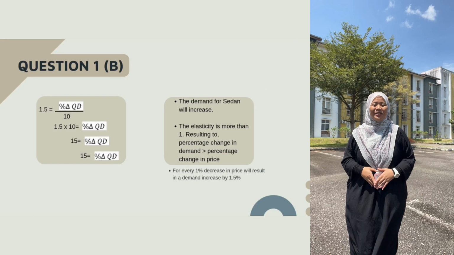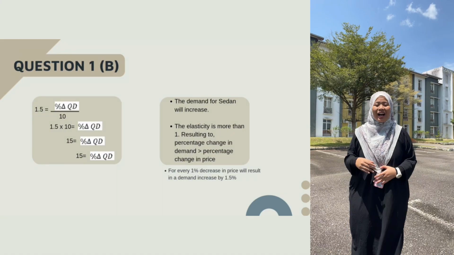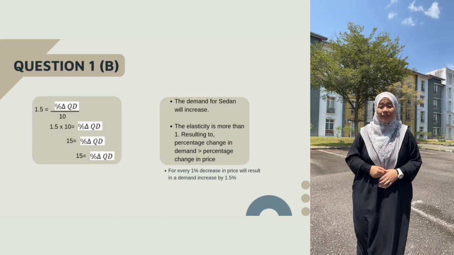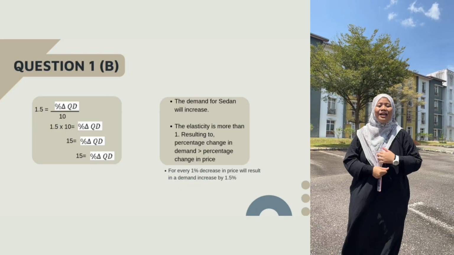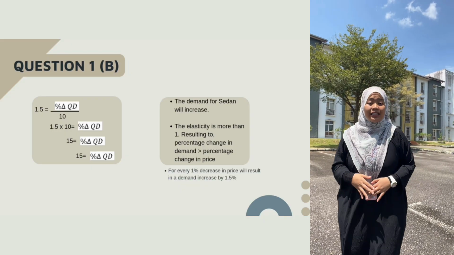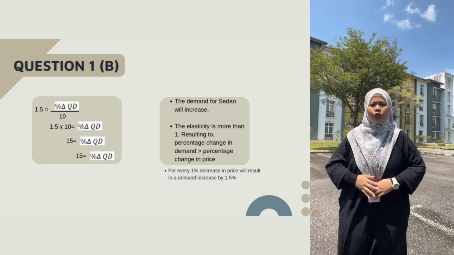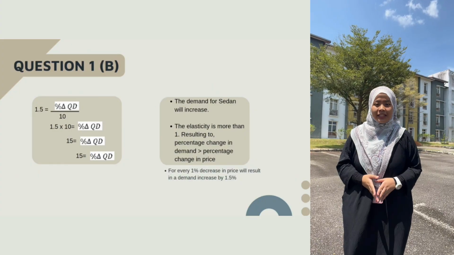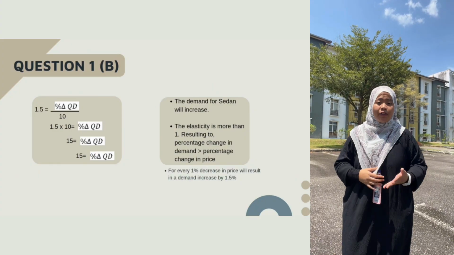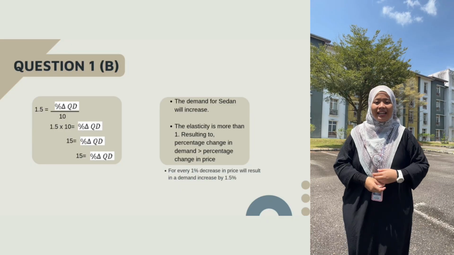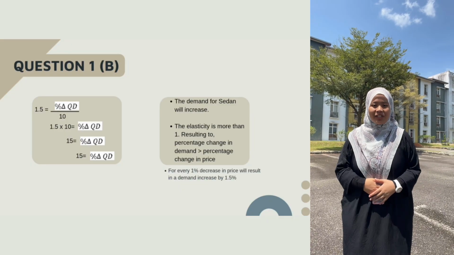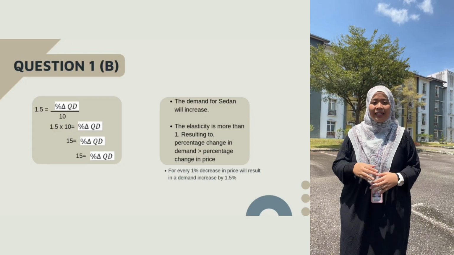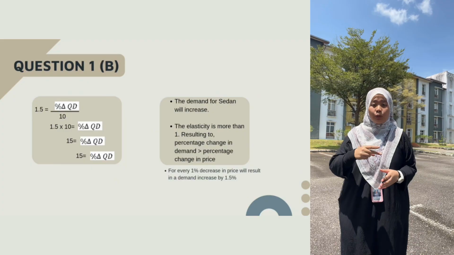Now let's move on to question B. Question B asks how a 10% price reduction will impact the demand for the sedan considering the PED of 1.5. My answer is, it is given that the PED is 1.5. Using the formula, 1.5 is equal to the percentage change in quantity demanded divided by 10. Why do we divide it by 10? It is because there is a 10% price reduction. After we make the calculation, we find that the percentage change in quantity demanded is equal to 15.